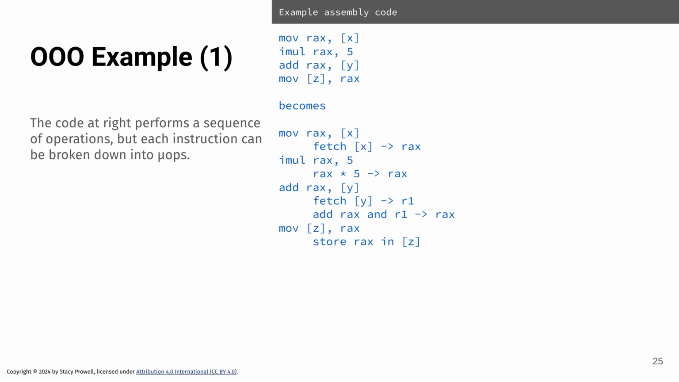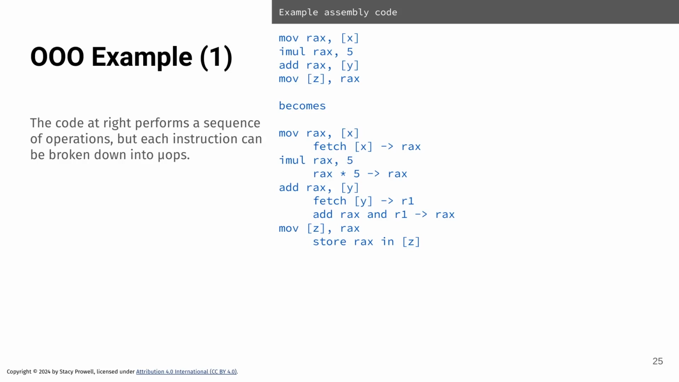And the way that it works is you have a mnemonic, like MOV, which is move. Then you have destination, comma, source. So in this case, that first move instruction will move the contents of memory at location X into the register RAX. So it loads RAX from address X. The next thing is it does an integer multiplication of the contents of RAX and 5, storing the result back in RAX.